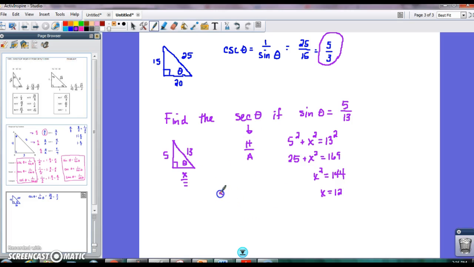And so the secant of theta then, I'm not asking you to solve for theta in this problem. I'm just asking you what the secant of theta is. So I'm just asking you for the ratio. You're doing hypotenuse over adjacent, so that would be 13/12. And that's your answer for that.